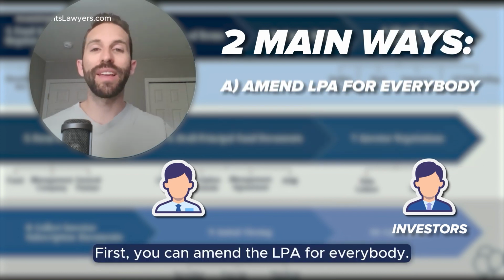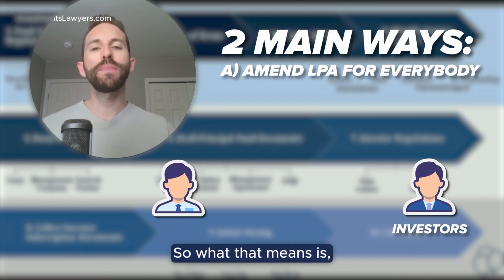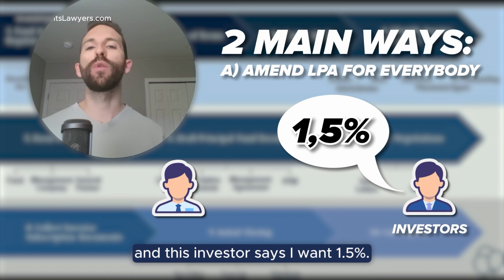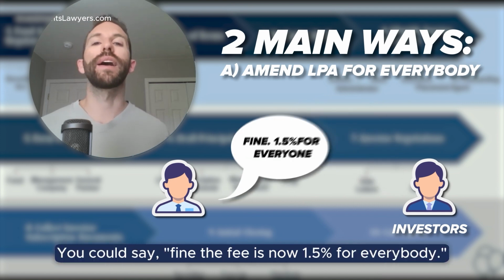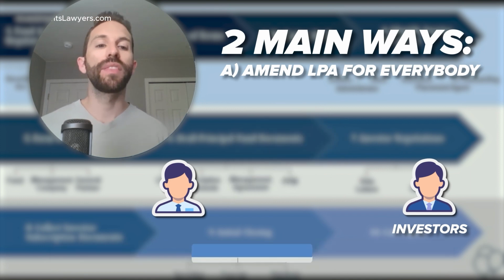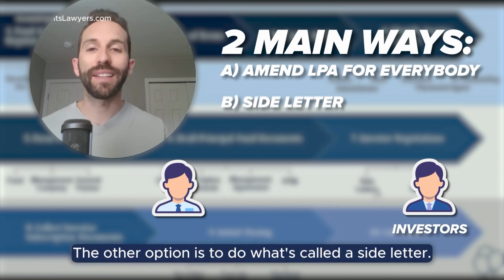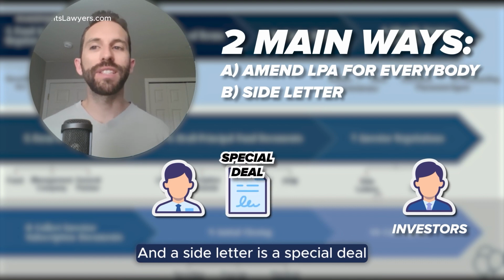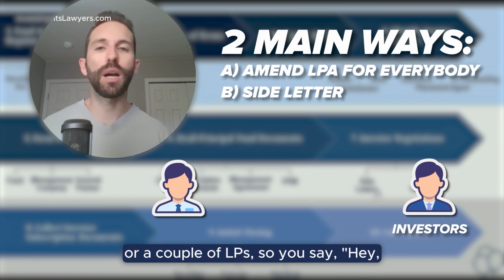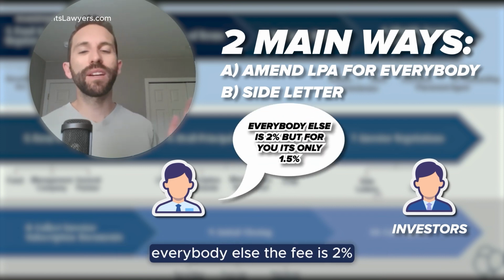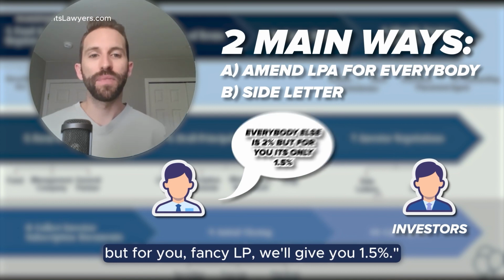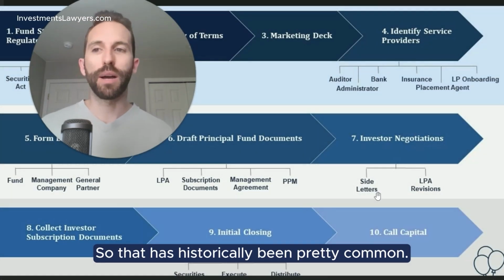First, you can amend the LPA for everybody. So what that means is, let's say you have a management fee of 2%, and this investor says, I want 1.5%. You could say, fine, the fee is now 1.5% for everybody. That's an option. The other option is to do what's called a side letter. And a side letter is a special deal where you give a special term to just one LP or a couple of LPs. So you say, hey, everybody else, the fee is 2, but for you, fancy LP, we'll give you 1.5%. So that has historically been pretty common.